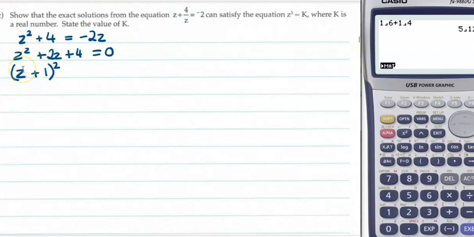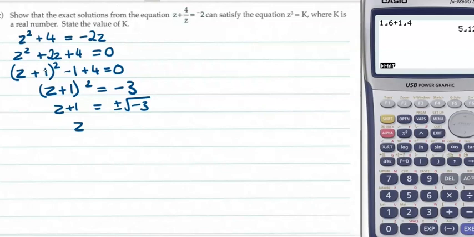Now that would give us z squared plus 2z that we want. It would also give us an extra 1 at the end, where we get the 1 times 1. So take off that 1, then add the 4 back in. So what we have now is z plus 1 squared is equal to, well, minus 1 plus 4 would be 3. Take it over to the other side, and we get a minus 3. So z plus 1 is equal to plus or minus the square root of minus 3. So z is minus 1 plus or minus the square root of 3 i.